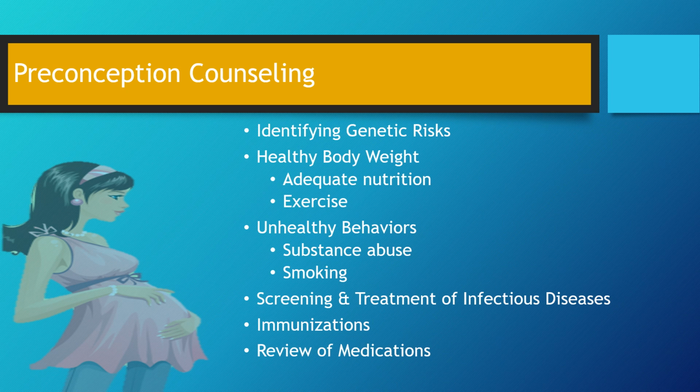So many of these factors, as you know, we've discussed since week 1 of this course. You need to think of prenatal care as an extension of primary care principles. But you now must be considering how these factors could impact a potential pregnancy. Common issues in preconception care include identifying genetic risks, achieving a healthy body weight, screening and treatment for unhealthy behaviors or infectious diseases, updating appropriate immunizations, and reviewing medications for possible teratogenic effects.